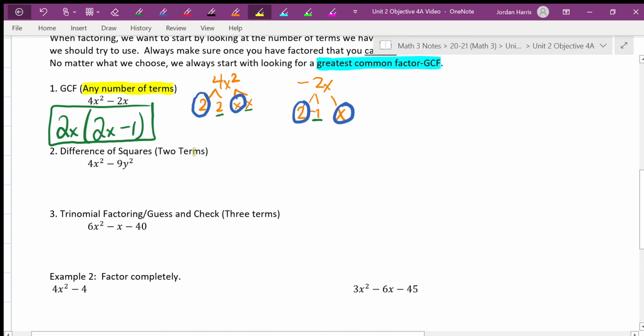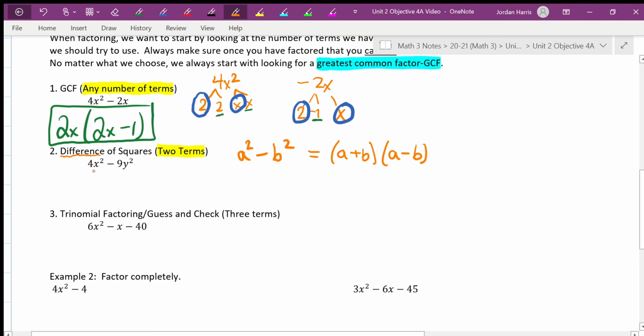If we have two terms, difference of squares. So a difference of squares looks like your first term is something squared minus your second term is something squared. Notice it says difference. That's an important distinction. That means it has to be minus. If there's a plus in between them, you can't do this. Okay. So if you have one thing squared and then another thing squared, your A term is the first thing, your B term is the second thing, you would have A plus B times A minus B. That's how it will factor.